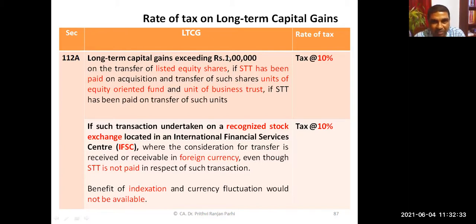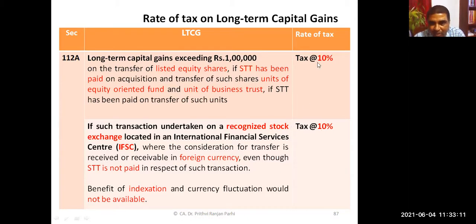112A says long-term capital gain exceeding rupees 1 lakh on transfer of listed equity shares if STT has been paid. Okay, listed equity shares, STT has been paid. What is the rate of tax? Can you read it? 10%. So long-term capital gain exceeding 1 lakh, only 10% is the tax. And it is also 10% if the transaction is undertaken in a recognized stock exchange located in IFSC and where the transaction has taken place in foreign currency. In that case also, even if STT is not paid, the same 10% is applicable.